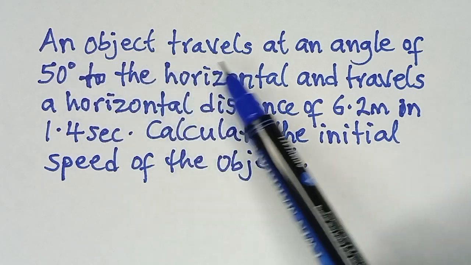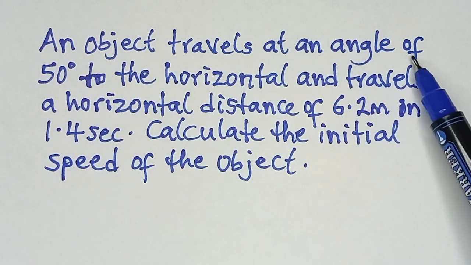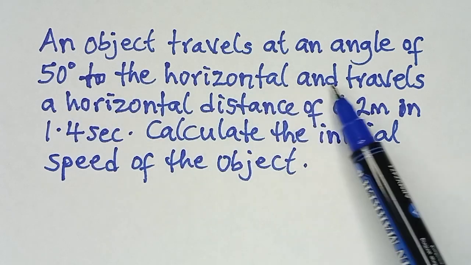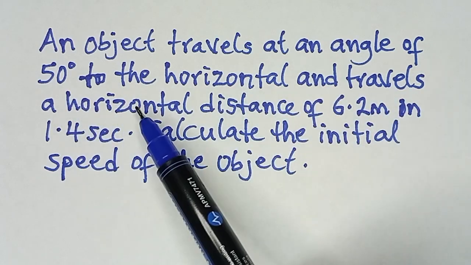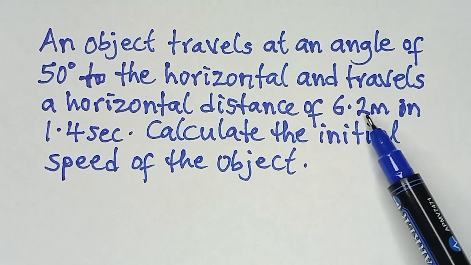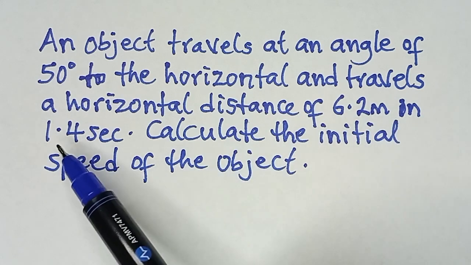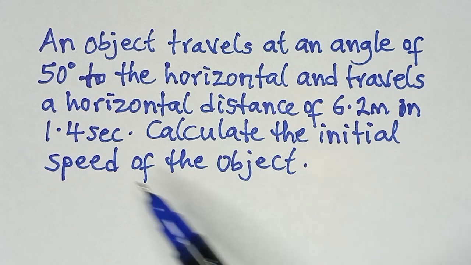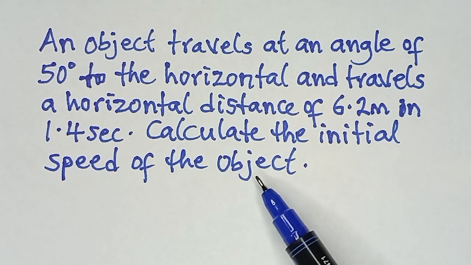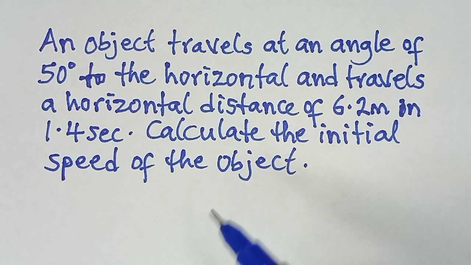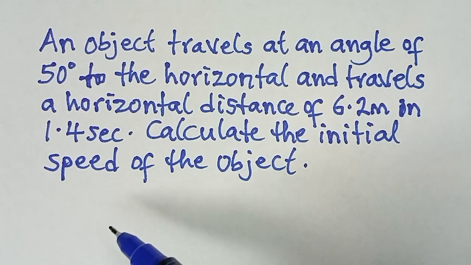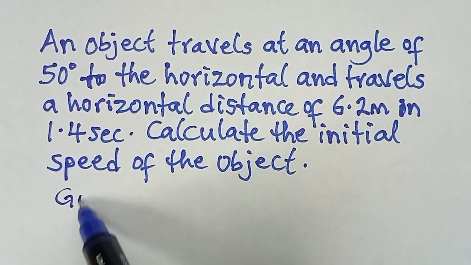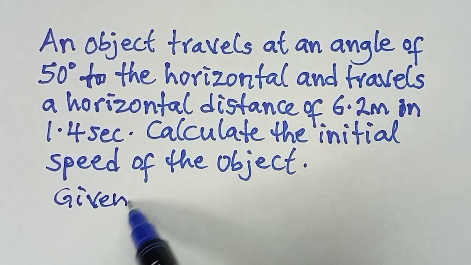An object travels at an angle of 50 degrees to the horizontal and travels a horizontal distance of 6.2 meters in 1.4 seconds. Calculate the initial speed of the object. Now, this is a projectile motion. So, let's start by writing what we are given in the question.